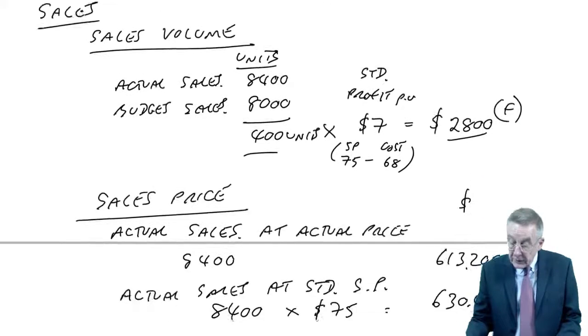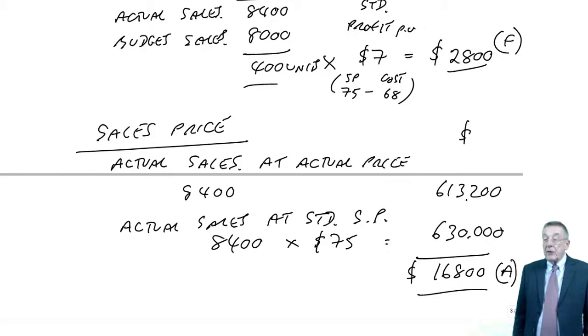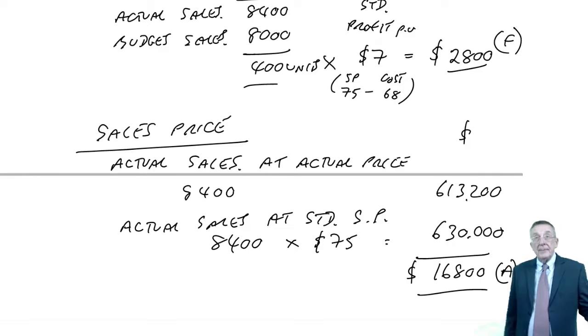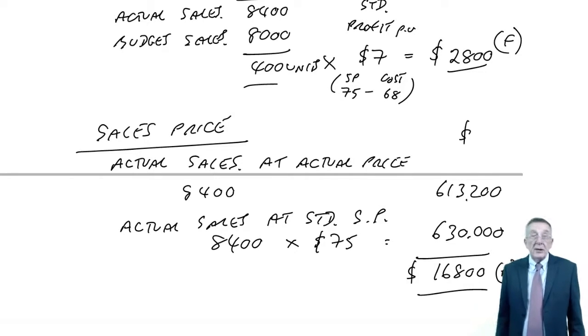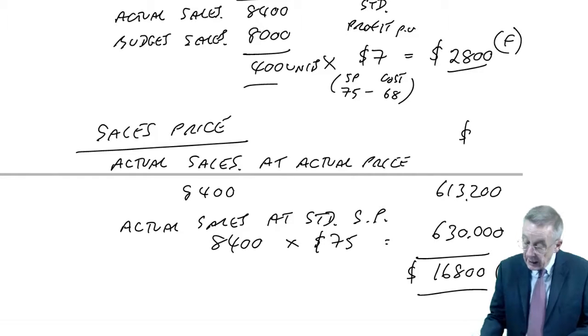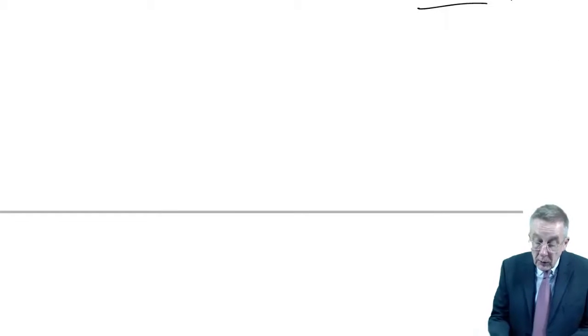Now, some people want to add those two together. I mean, we don't. They're two separate things here. The profit's affected, on the one hand, by selling more units. Completely separately, it's affected by selling at a lower price. So we've now got everything, and let me finish this lecture by producing what we call an operating statement.